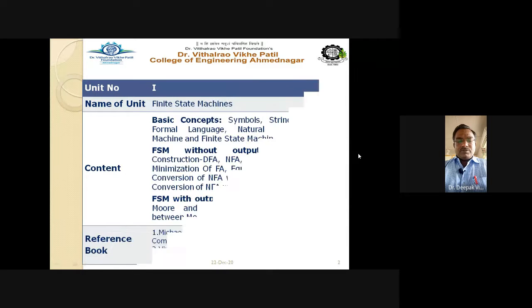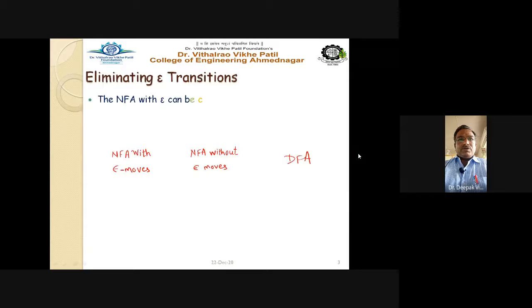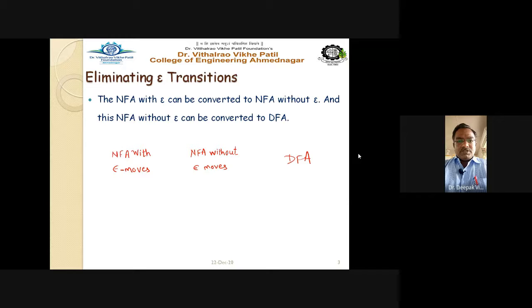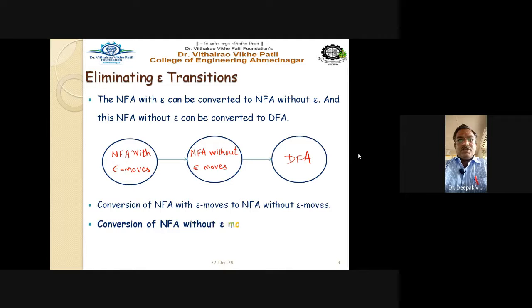The next part, the conversion of NFA. So you know that to convert NFA with epsilon moves, there is a method, there is a formula. We have used a particular formula and we converted the NFA with epsilon moves to NFA without epsilon moves. And finally, our ultimate goal is we want to convert that particular NFA to the DFA, that is nothing but your deterministic finite automata. So these three are the main important conversions that we need to understand.